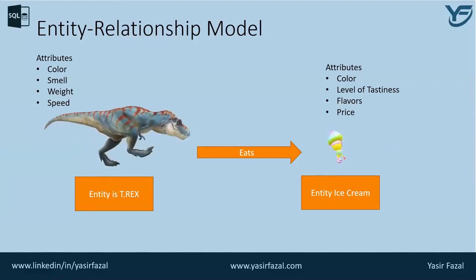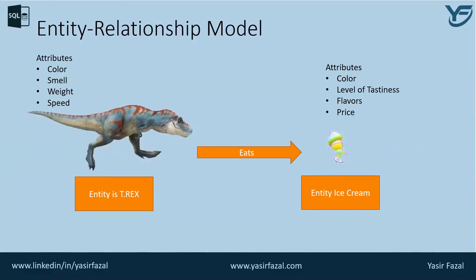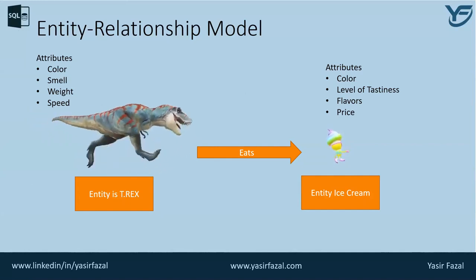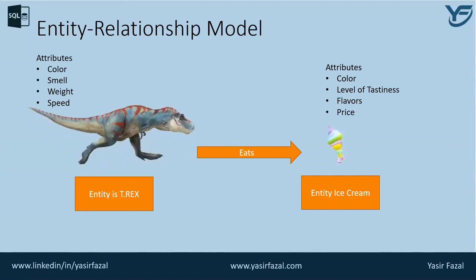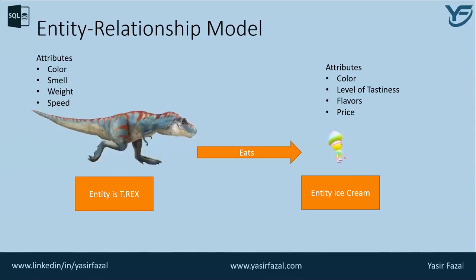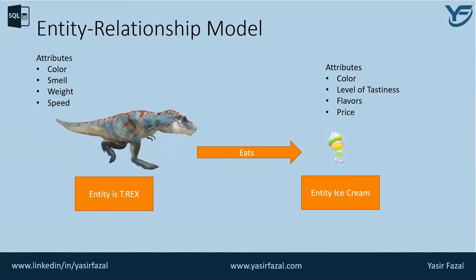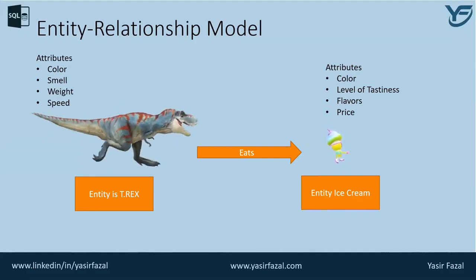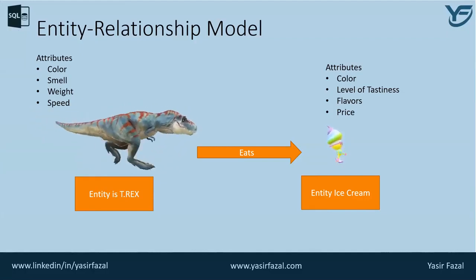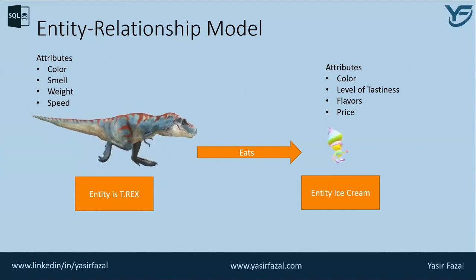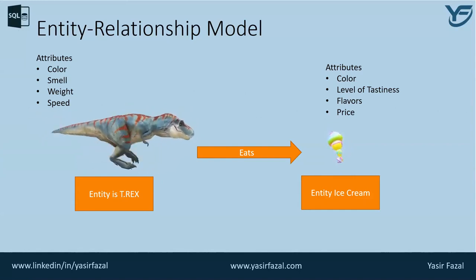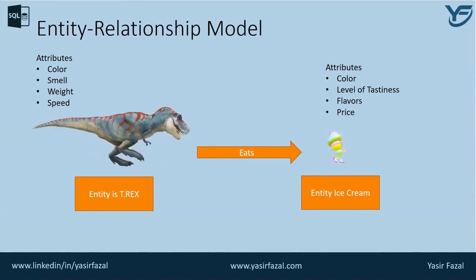For example, when I talk about databases, let's assume that I'm creating a school database, and then there will be students, and the students are considered an entity. Students have various attributes like name, age, class, etc. So here I am talking about the T.REX, and the T.REX has various attributes that I have elaborated earlier.